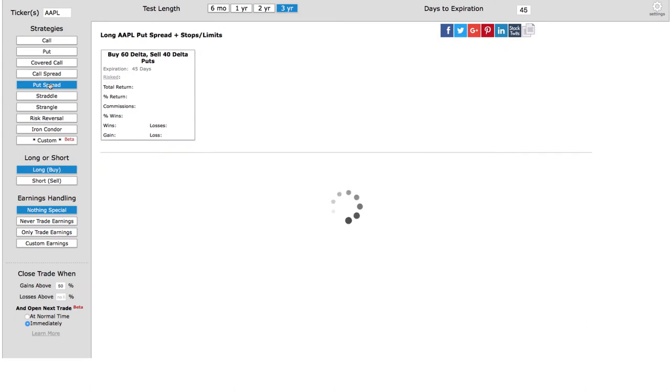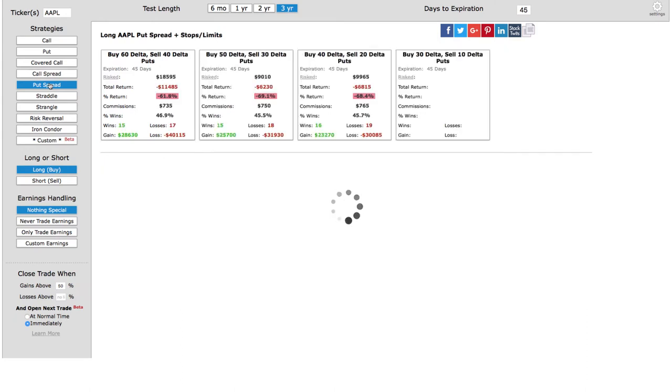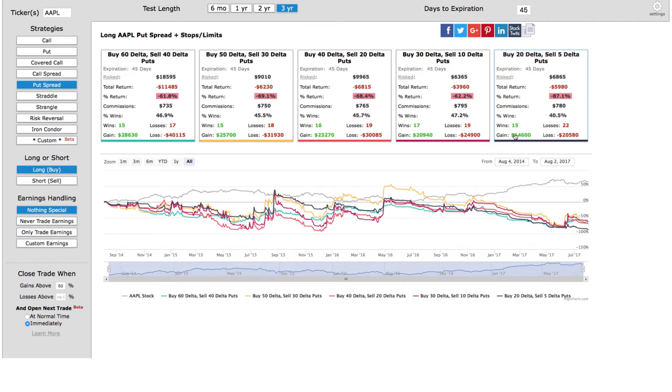One last one I'll show is buying a long put spread. Again, with Apple going up, this performed poorly because the assumption when you put this on is bearish.